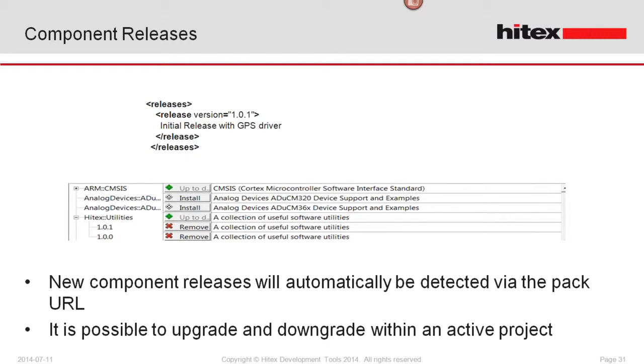There's also, as I mentioned, versioning. So within the pack description file, there's a released version. So each time we do a new release, we need to increment this, add a comment if necessary, so that as the different versions are installed, we can view them within the pack installer or within the runtime environment and select which version we want to use.